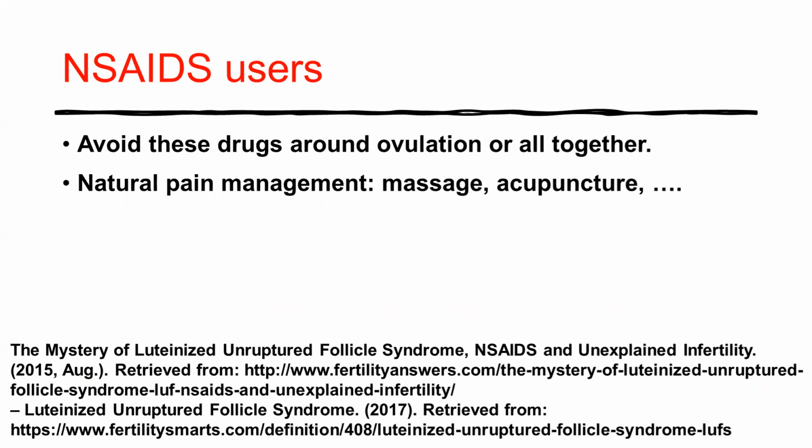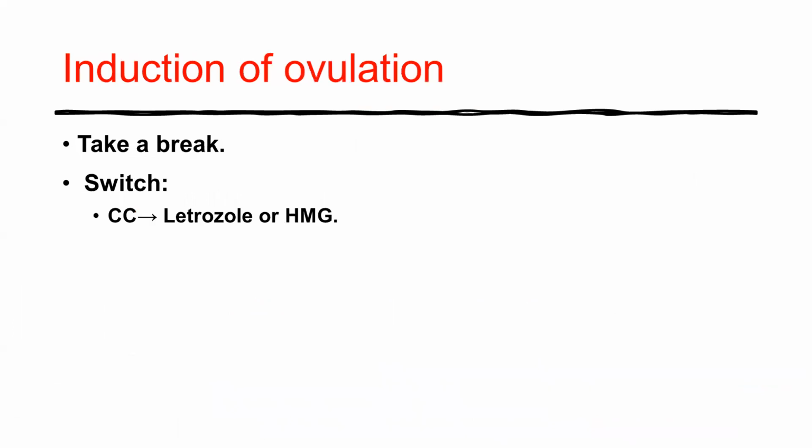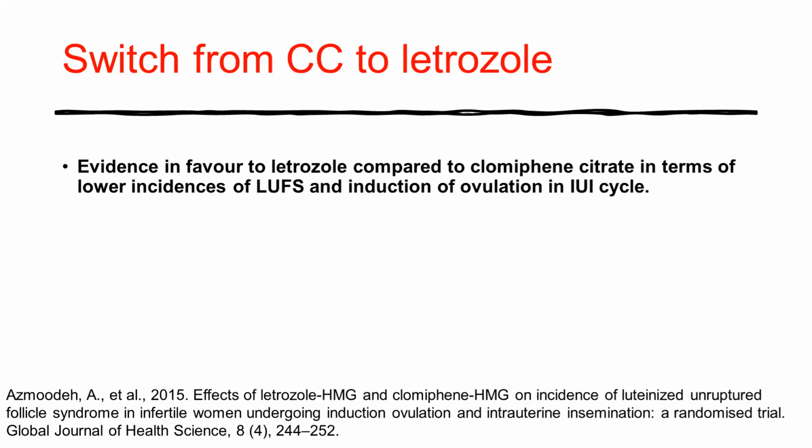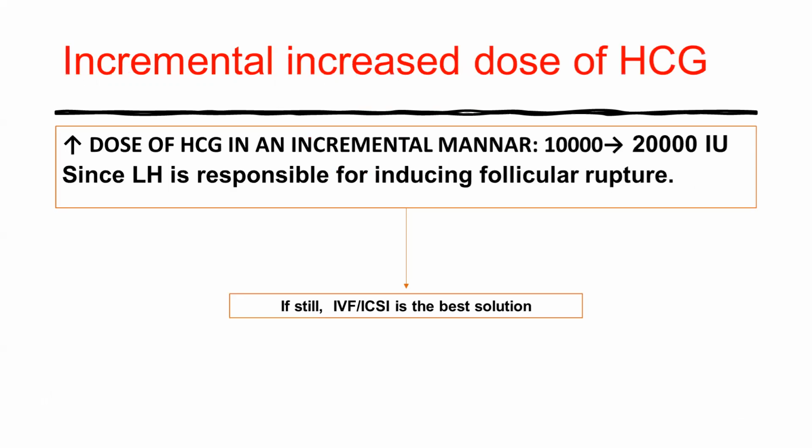Non-steroidal anti-inflammatory drug users should be instructed to avoid these drugs around the ovulation or altogether. Natural pain management is better than non-steroidal, like massage, acupuncture, and others. If we give induction for those cases, we have to take a break or switch from clomiphene to letrozole or HMG, and evidence in favor of letrozole compared to clomiphene citrate in terms of lower incidence of LUFS and induction of ovulation in IUI cycles has been postulated.